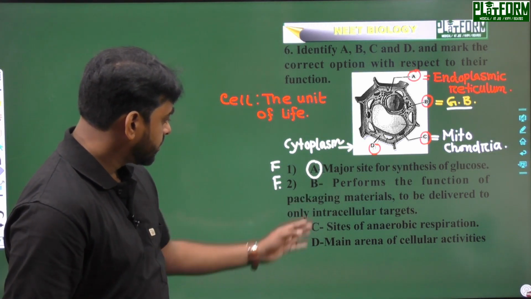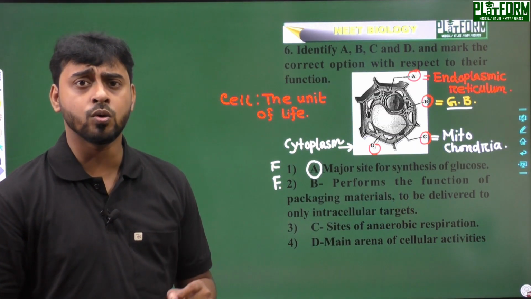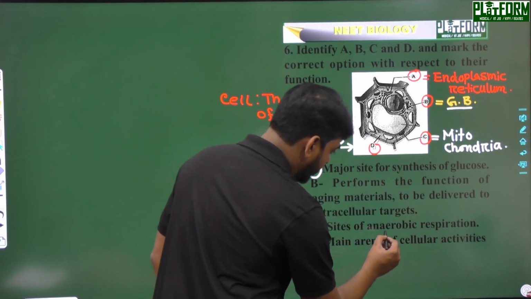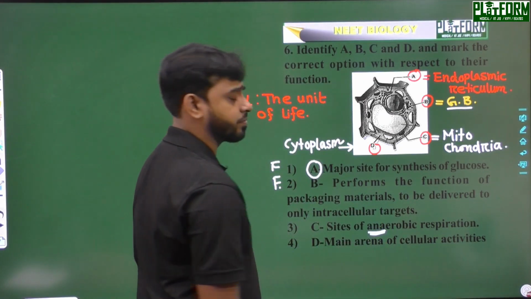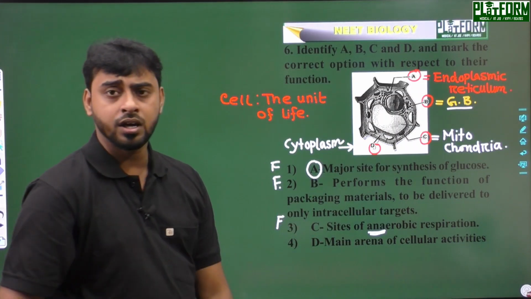The third one, site of anaerobic respiration. We know that the mitochondria is a site of aerobic respiration. Here it is written that the anaerobic respiration. So, this is also the false statement.